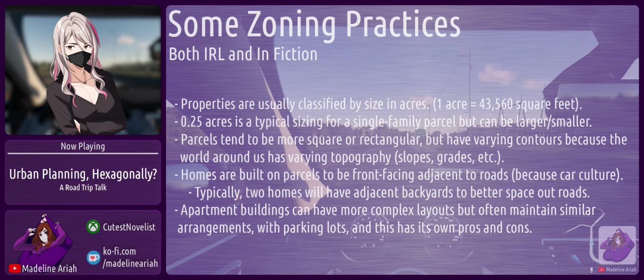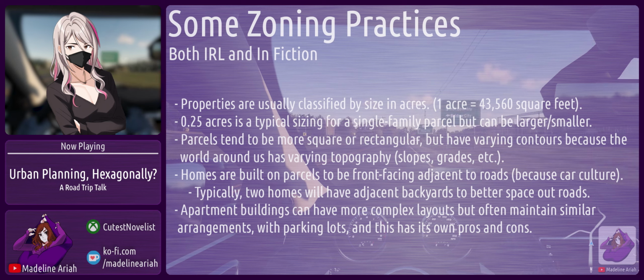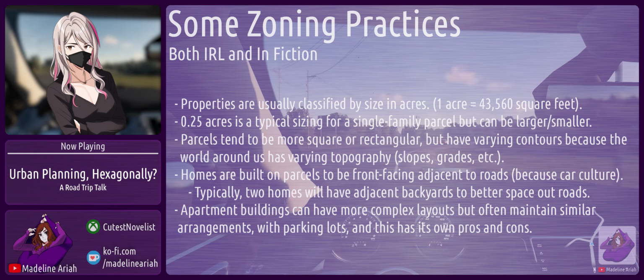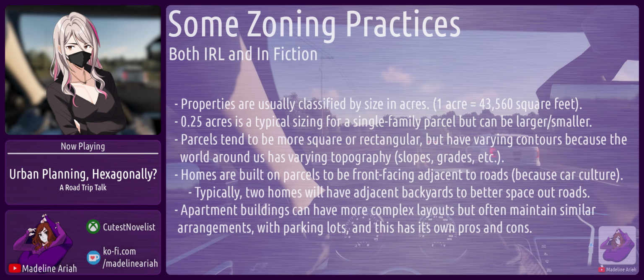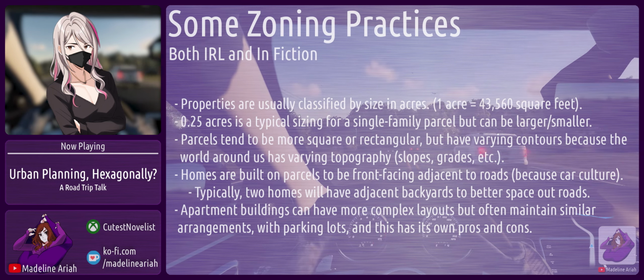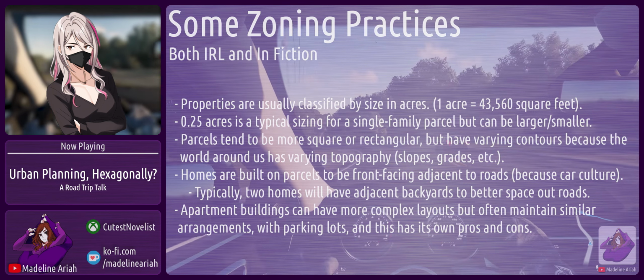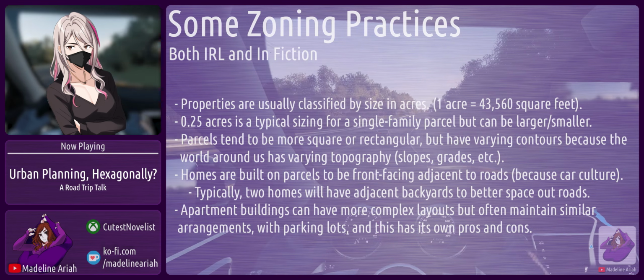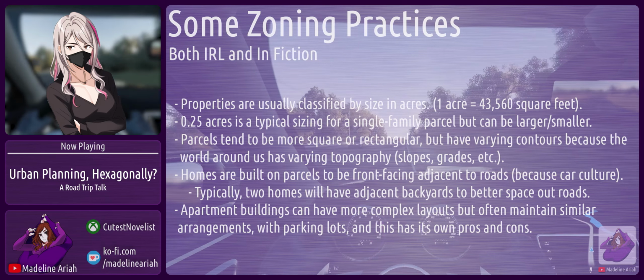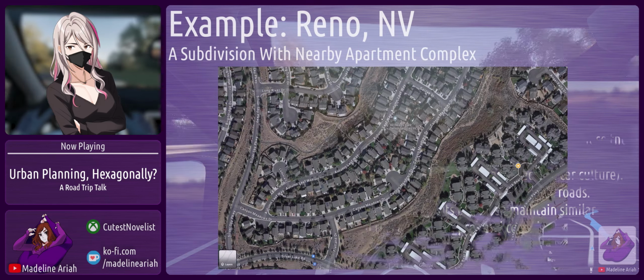But the problem with zoning square grids is the world is not flat. The world is curved, it has slopes, it has grades, things have to be built at different angles, and the road networks have to snake accordingly. Nothing really illustrates this more than looking at a real-world city, such as Reno, Nevada.